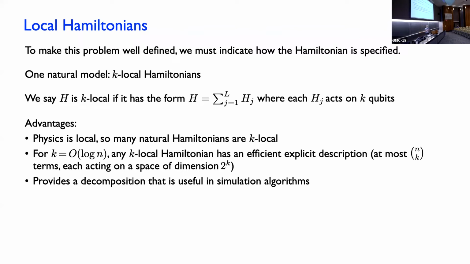So, if k is small, they act on spaces of small dimension. So you can actually just explicitly write down a k-local Hamiltonian as long as k is not too big. And this decomposition of the Hamiltonian into a sum of terms is a nice thing to have if you want to come up with a simulation algorithm. So we'll definitely make use of that kind of decomposition in our simulation algorithms.